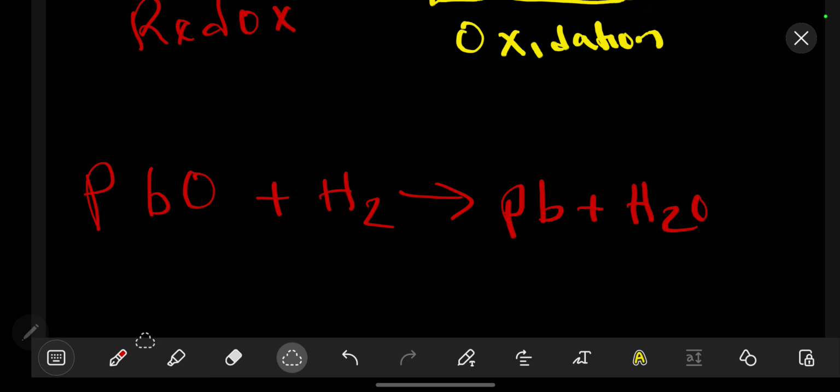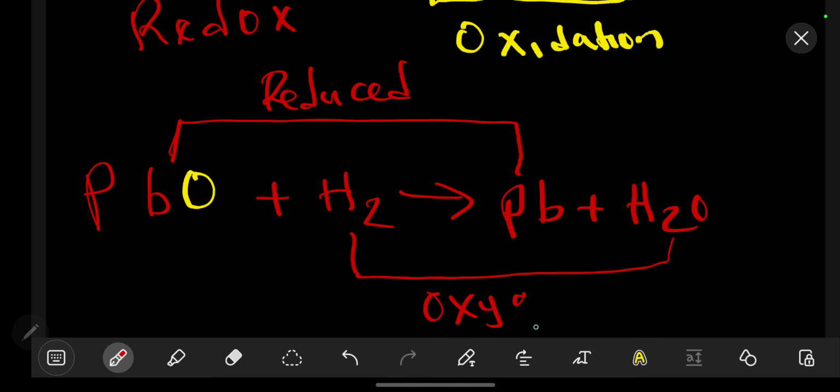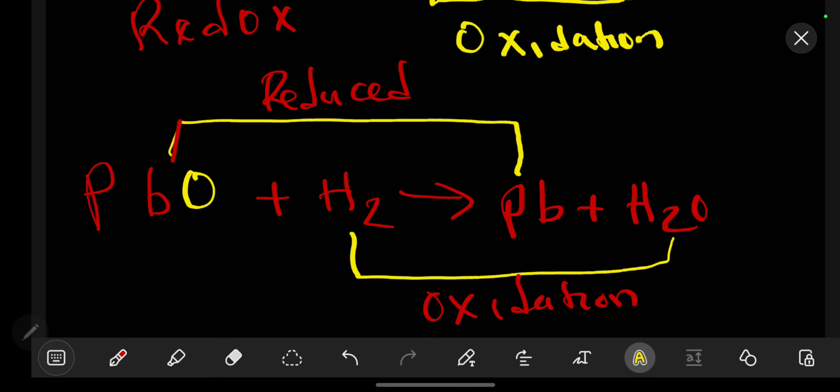If we look at this equation, we can say that this is reduced since oxygen has been removed. Then this other one is oxidized since oxygen has been added. So this is oxidation, like that. So this is how redox reactions are written. That's the way it goes.